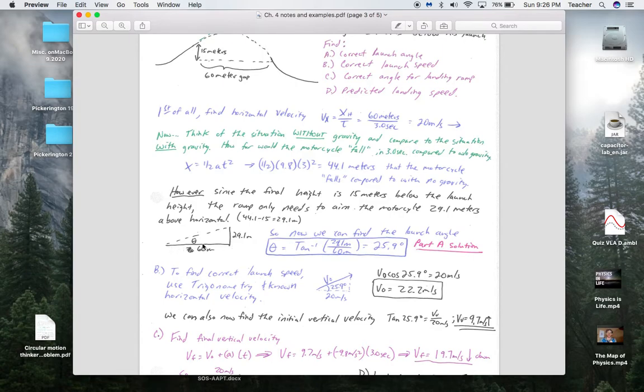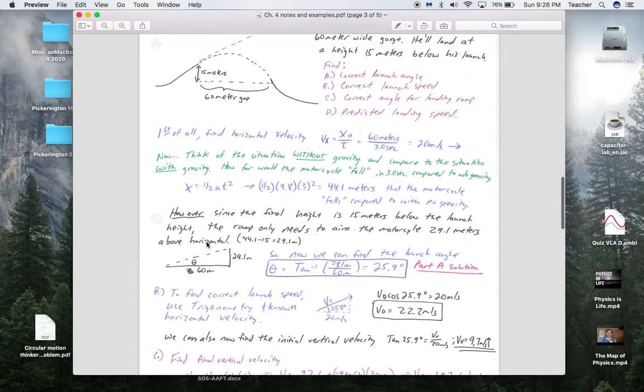And that lets me know that the angle at which they'll be launched, 29.1 over 60 meters. That actually got me part A.